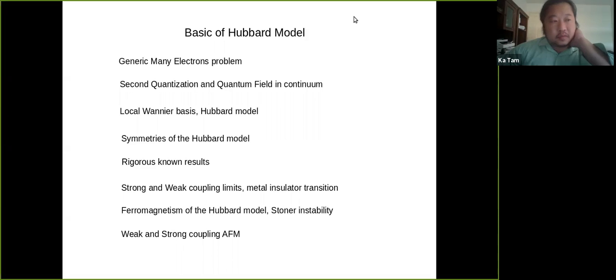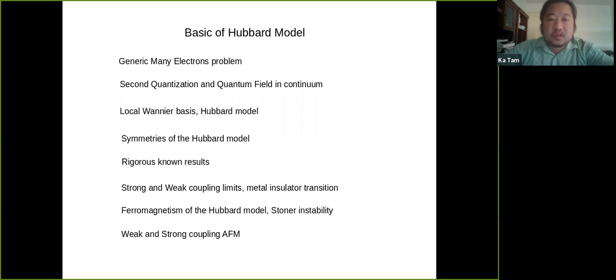To introduce the Hubbard model from the very beginning to explain the language. It's not a cutting edge research project I'm going to talk about, but really the basics on how to derive the Hubbard model from the beginning, and then some basic properties of the Hubbard model. So it's very basic, but let me know if you have any questions. Just stop me anytime.